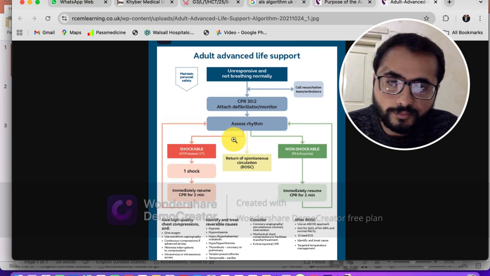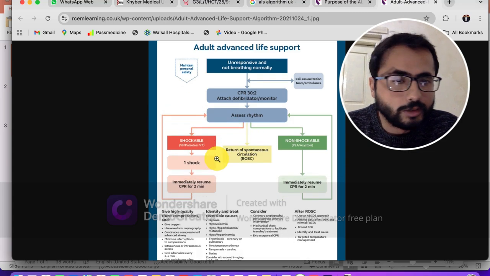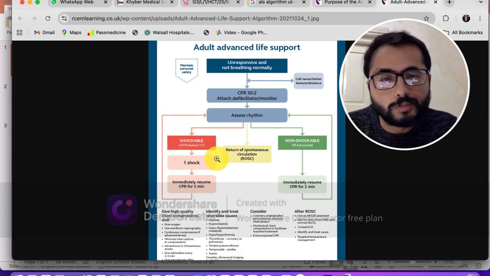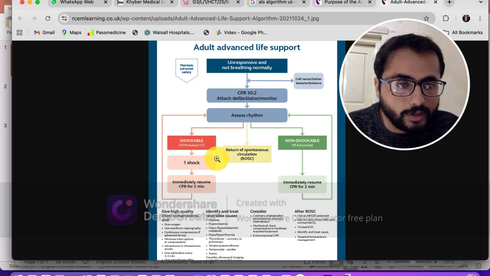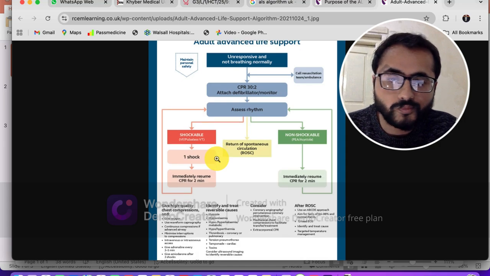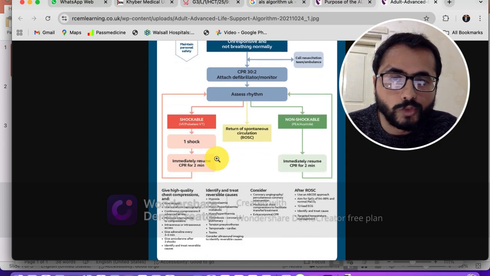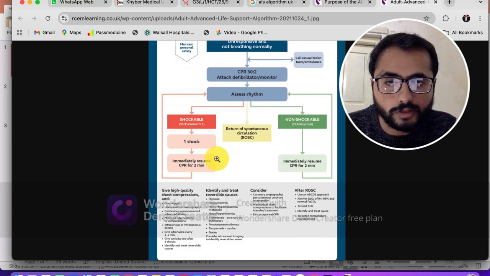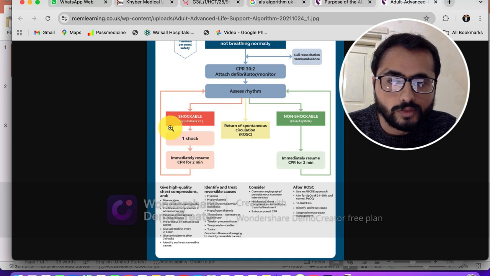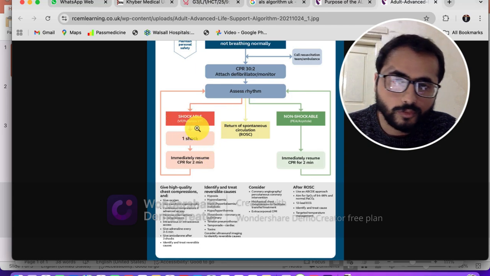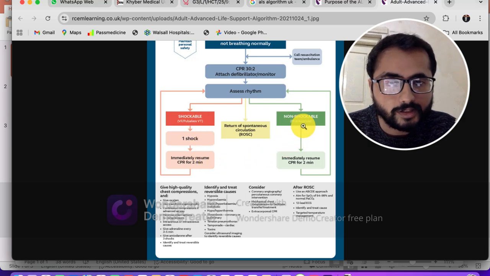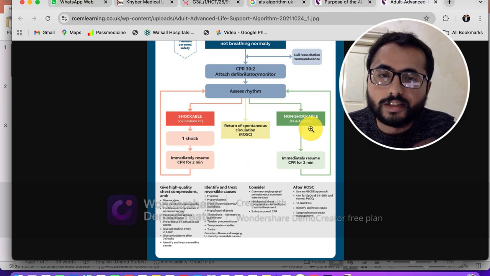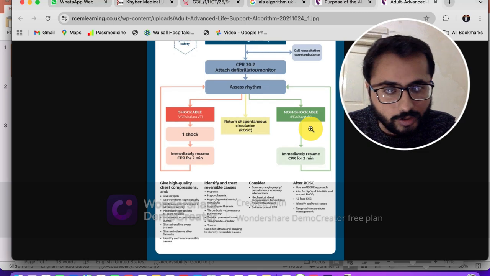So let's suppose we ask the people to attach the defibrillator. We have asked them to give oxygen via bag mask ventilation. And what is your role now? So we are going to be assessing the rhythm first of all. Defib is attached. For example, it is VT or VF, which is ventricular fibrillation. Then it is a shockable rhythm. If it is pulseless electrical activity, or asystole, then obviously you are not going to be shocking them.